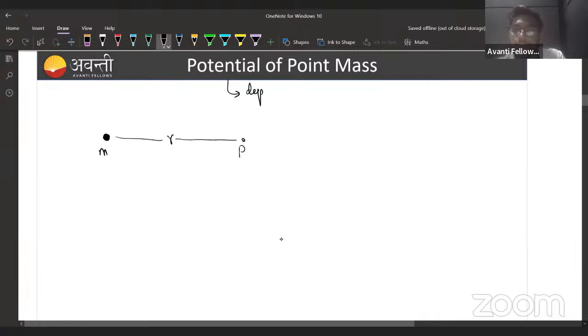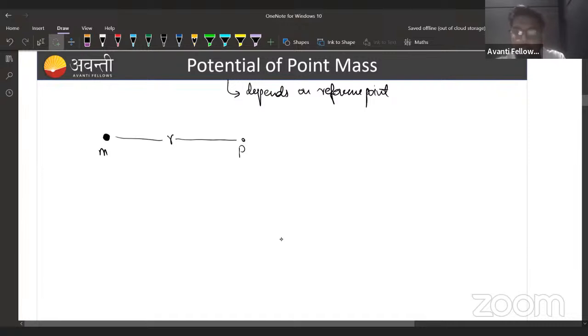depends on a reference point. One thing is, you can't directly say the potential at a point. You can't say that. What you can say is the potential difference with respect to some reference point.